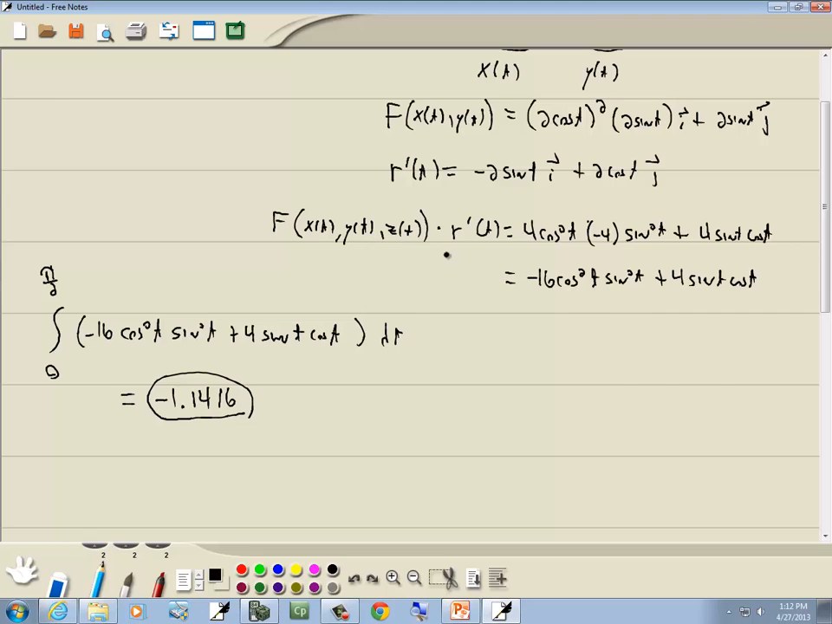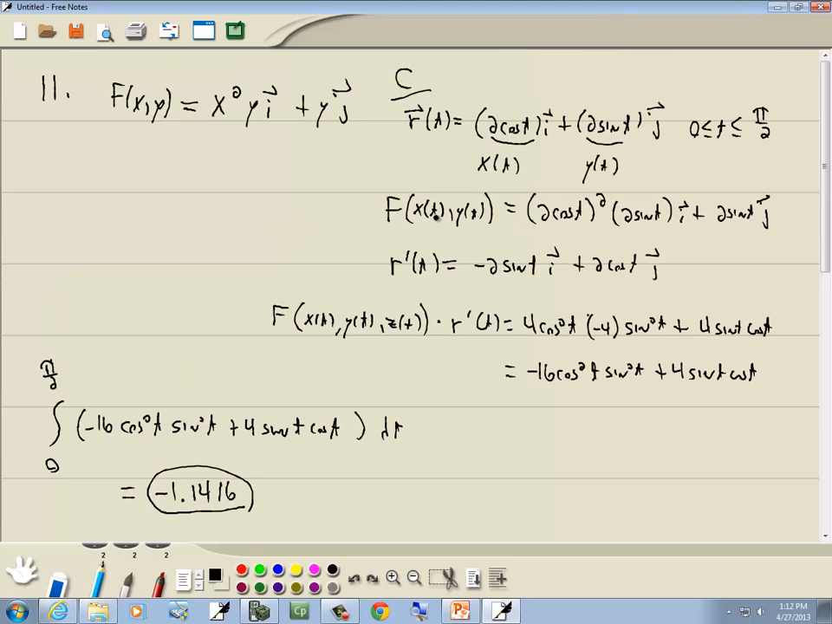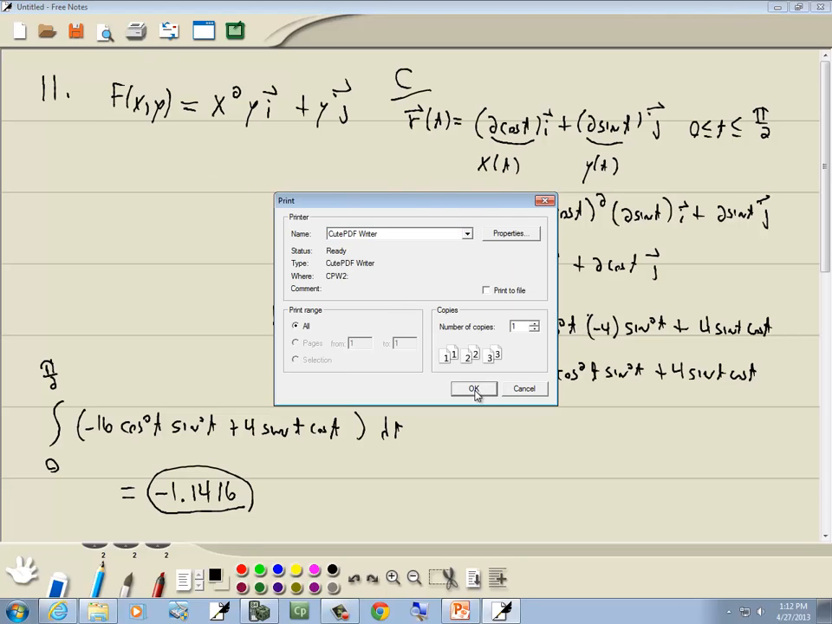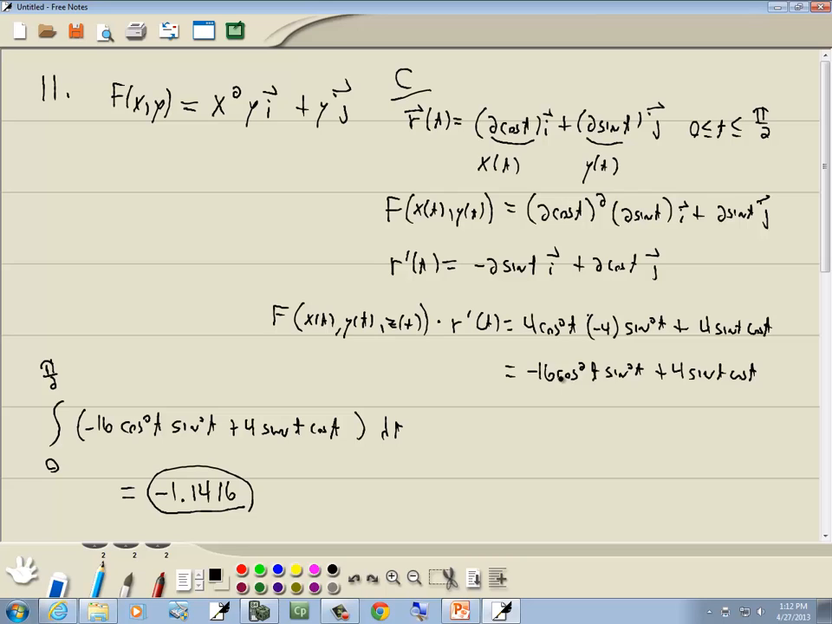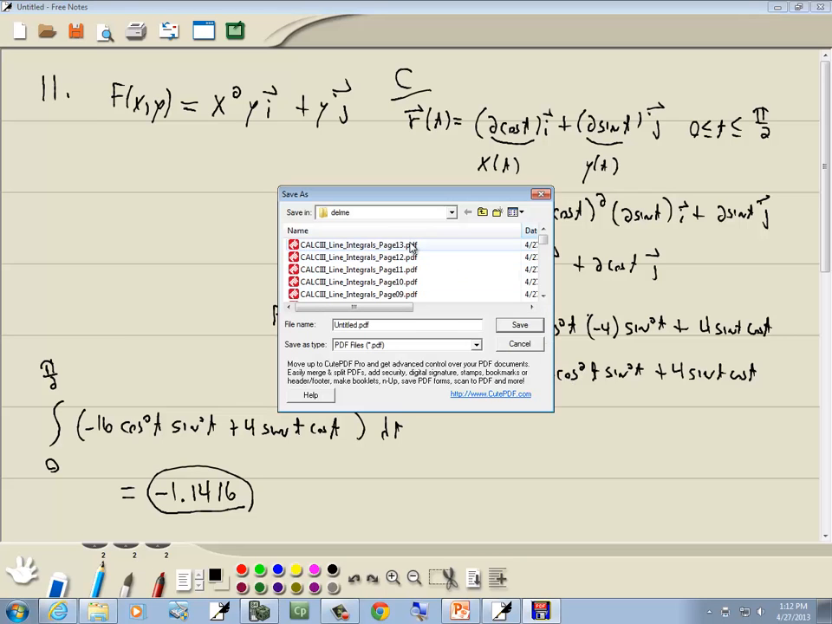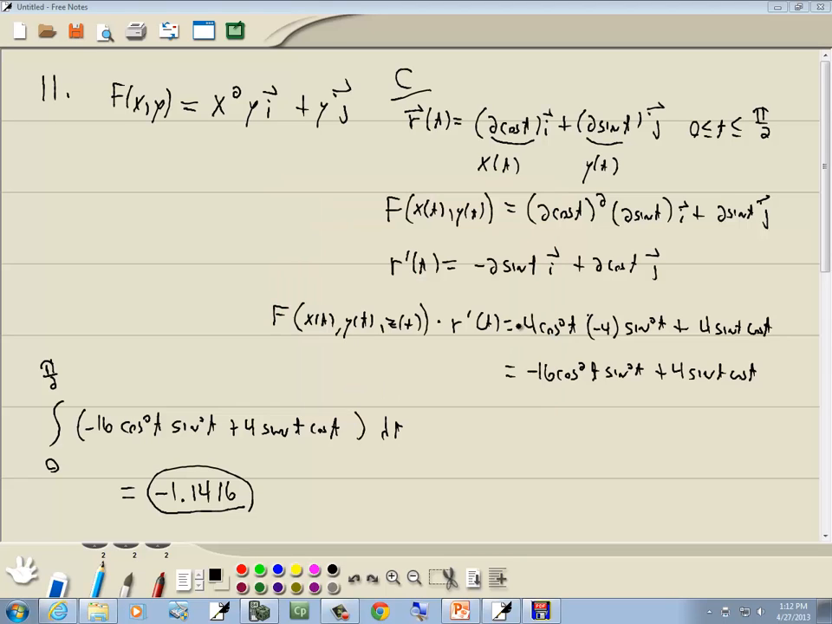Setup is an important part. Showing how you plug in your x of t and y of t, you find r prime, and you find the dot product of them. So I'm going to go ahead and save that. There we go.